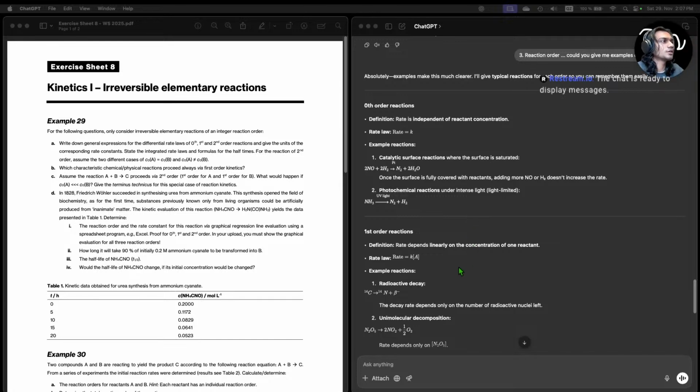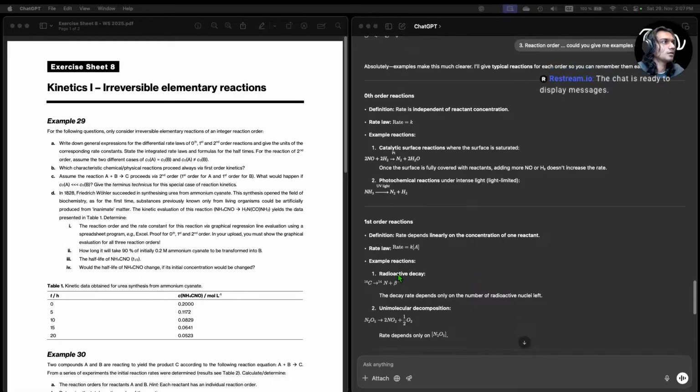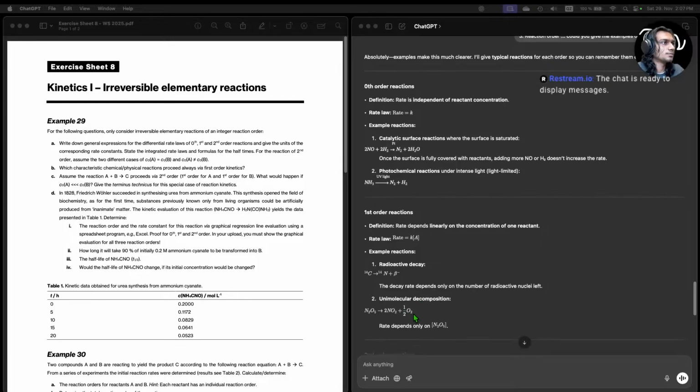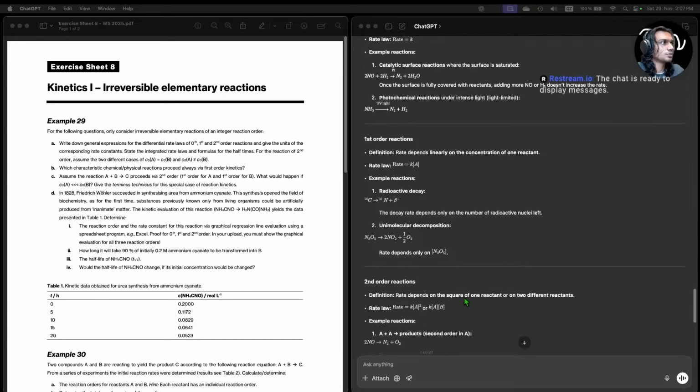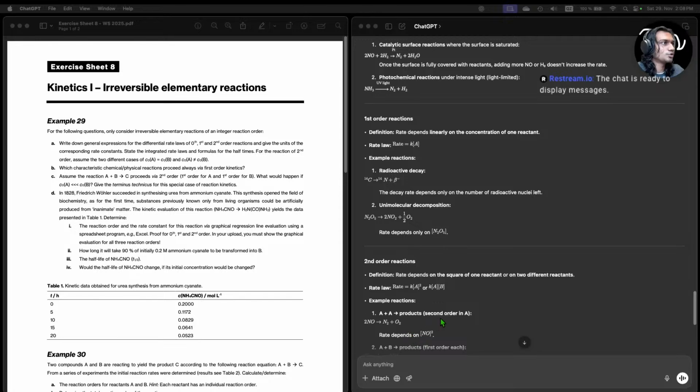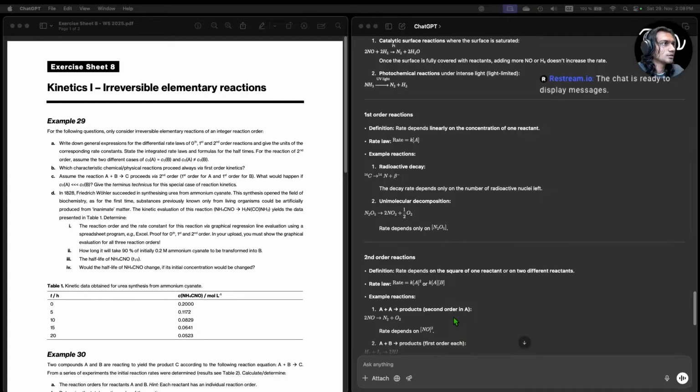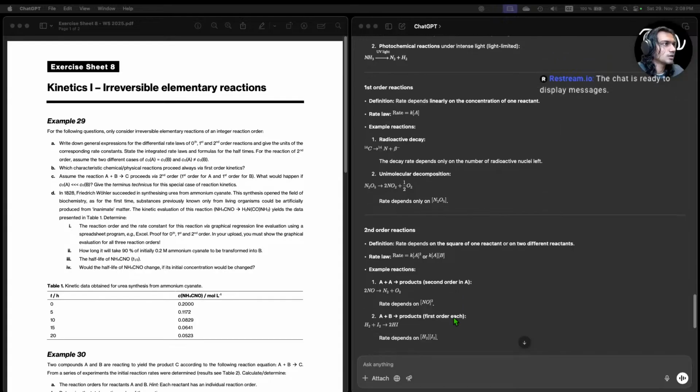First order: rate depends linearly on the concentration of one reactant. Radioactive decay: the decay rate depends only on the number of radioactive nuclei left. Unimolecular decomposition. Second order: rate depends on the square of one reactant or on two different reactants. A plus A produces second order in A. Rate depends on [NO]^2. Okay. A plus B.